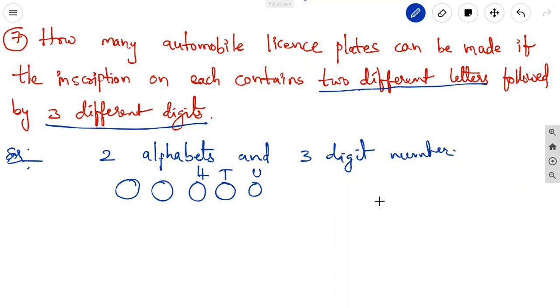Total how many alphabets are there? Alphabets are 26. And here different letters. 26 can be placed in one place. 26 ways we can place in one place. In the second alphabet, 1 is placed in the first place means the remaining 25 alphabets are right in the second place. Any one of the alphabets. So 25 ways we can write in the second place.